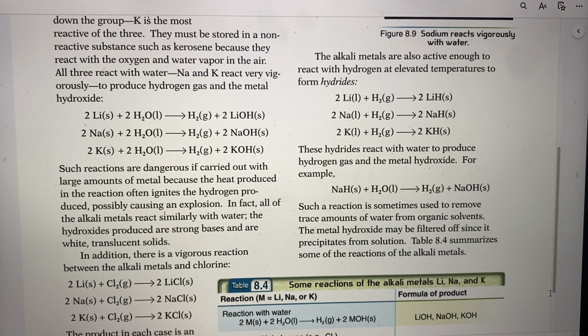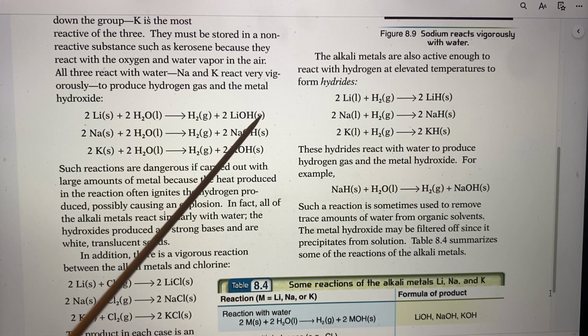So just remember that. If you have any of these in this column, you can just plug them in here. You see how this is balanced. If you look at how it's balanced, you have to make sure it's balanced. So if we look here, it can balance two lithiums. So we have four hydrogens here.